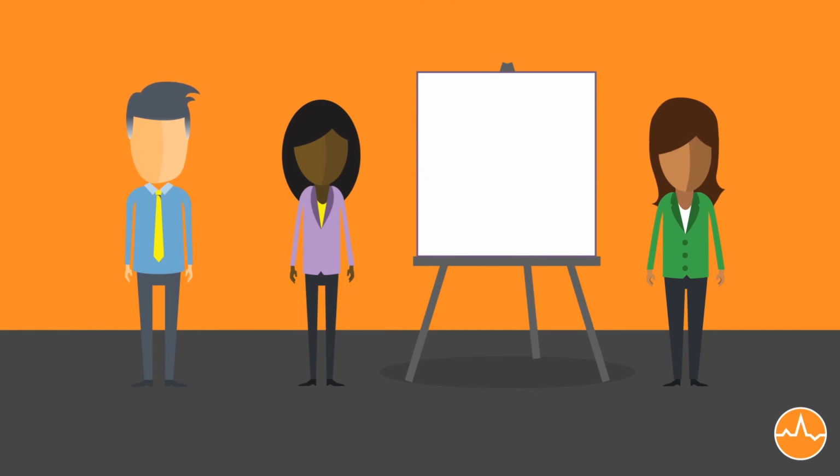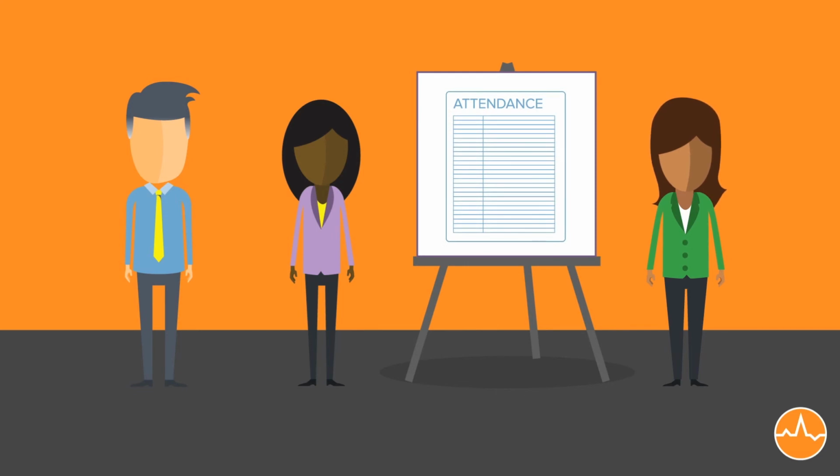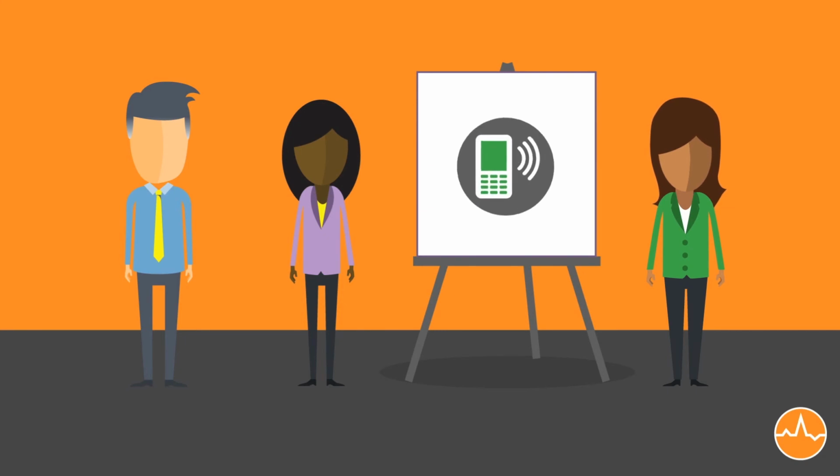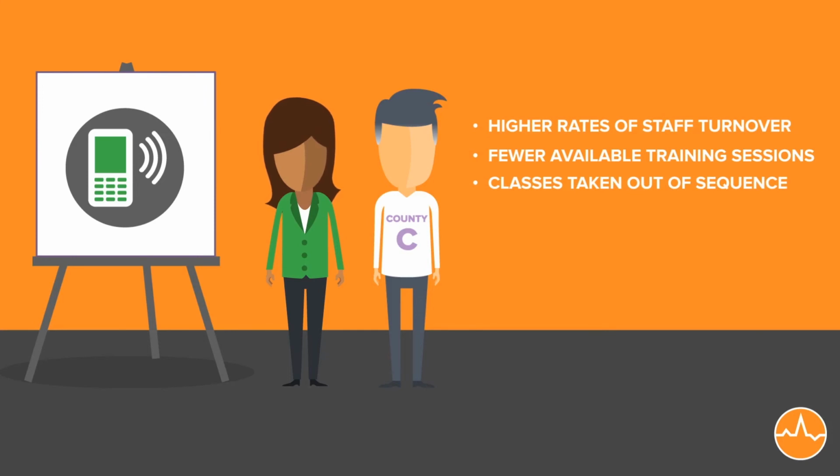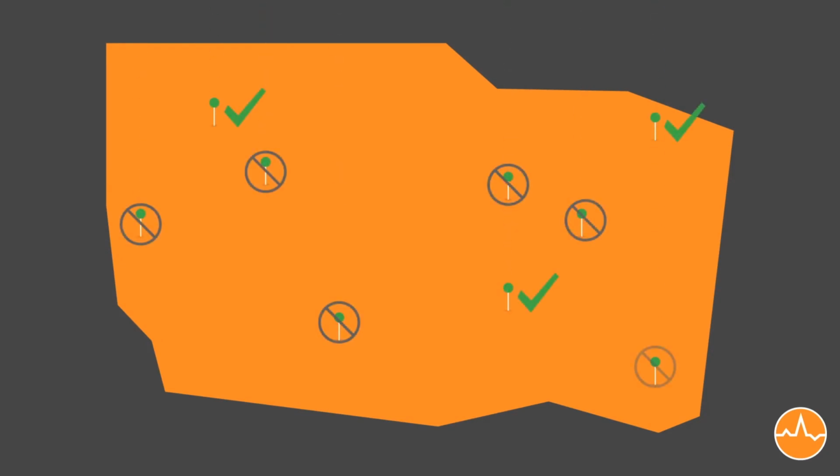Well, thankfully, we required that each program site record data about staff training and attendance in its program reports. After conducting additional telephone interviews with local directors and staff, we learned that training in the lower-performing counties was not offered or completed as frequently as it had been in the first locations. Perhaps due to higher rates of staff turnover and fewer available training sessions, classes were frequently taken out of sequence and attendance in some counties was poor. We speculated that staff who didn't complete training as intended didn't properly implement the model. As a result, treatment and outcomes for parents across the state were inconsistent.